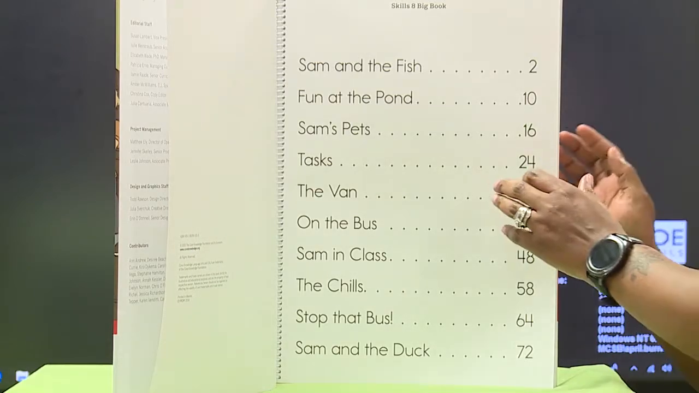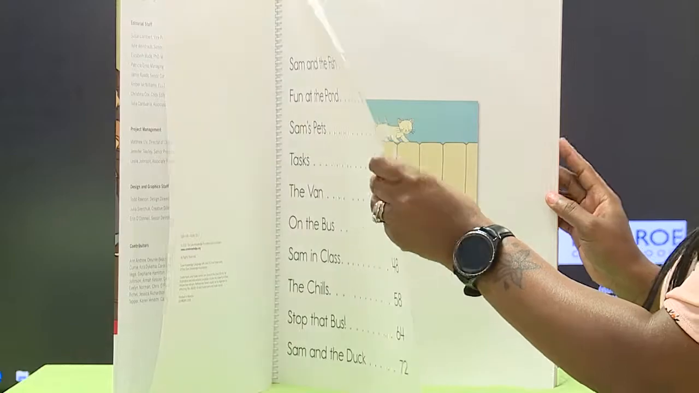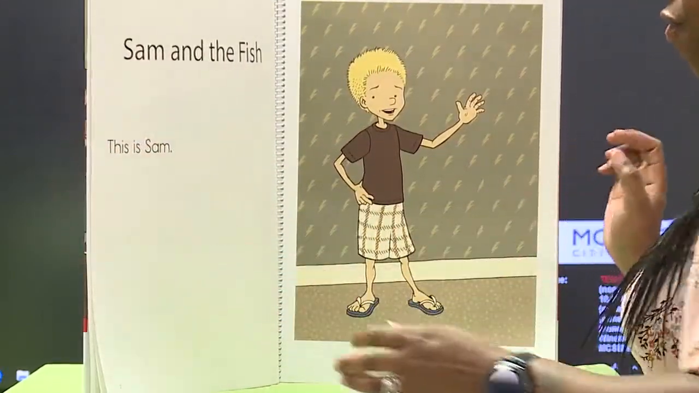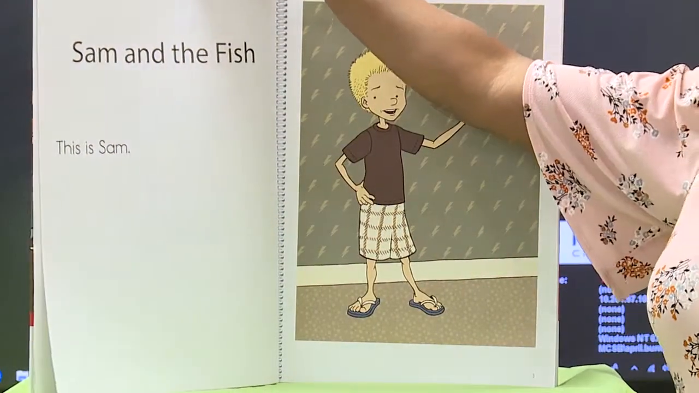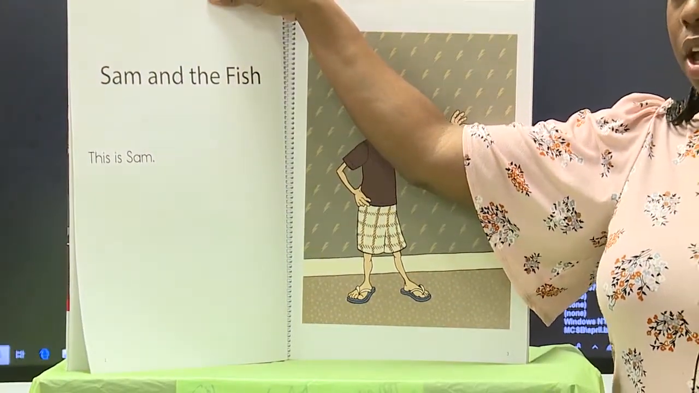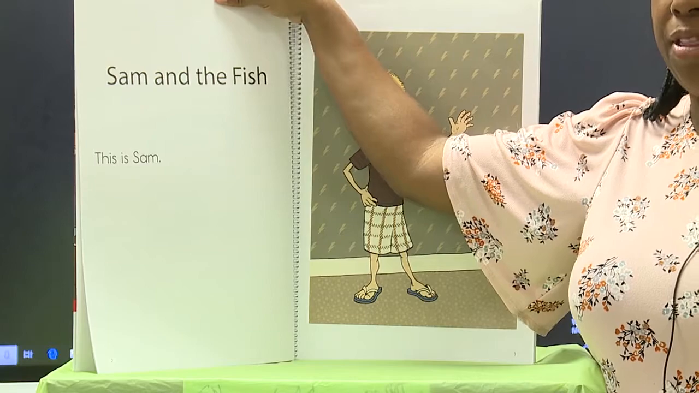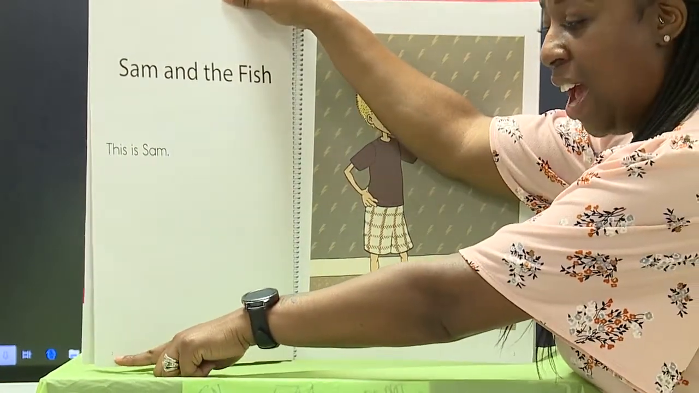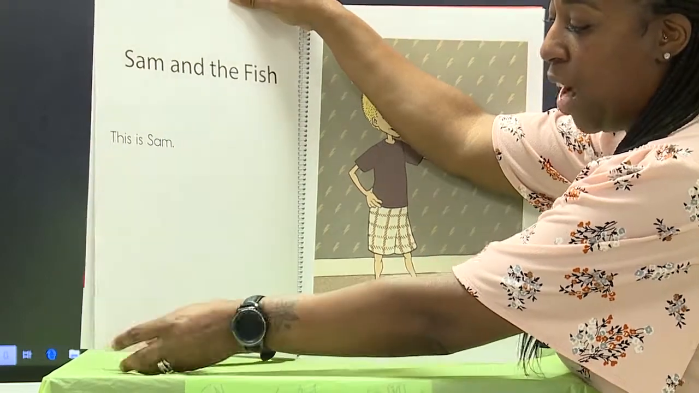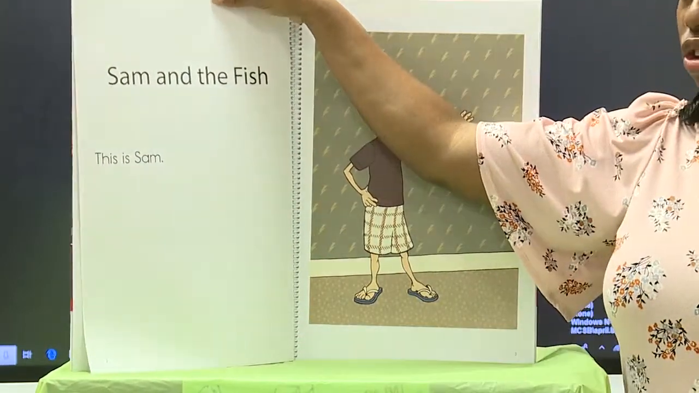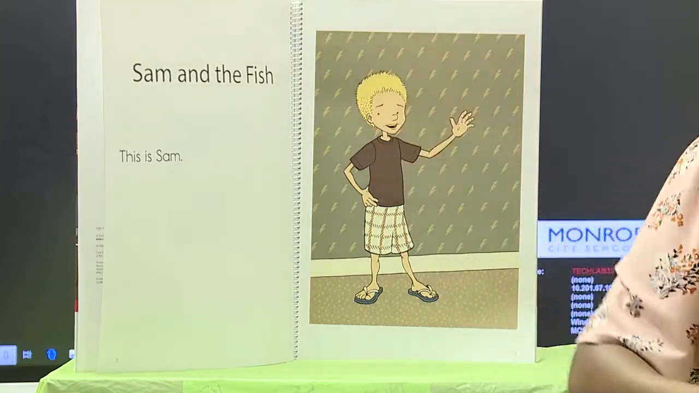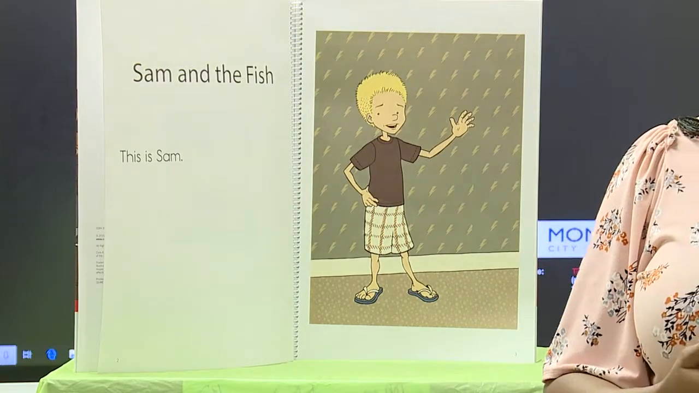Now, let's open our book up. And our first story in the book is Sam and the Fish. And what page did we say Sam and the Fish was on? On page 2, that's right. And down at the bottom of this page right here is page 2. So you're correct. Remember, in every book at the bottom of the page, there are always page numbers.